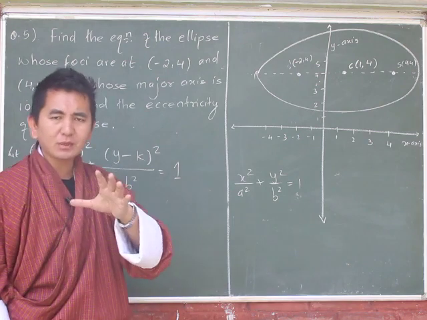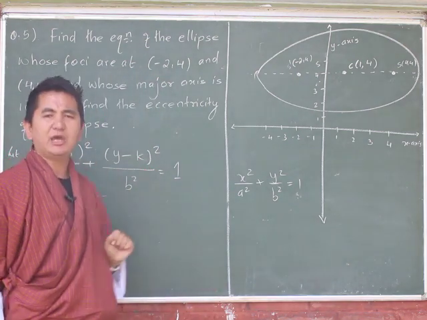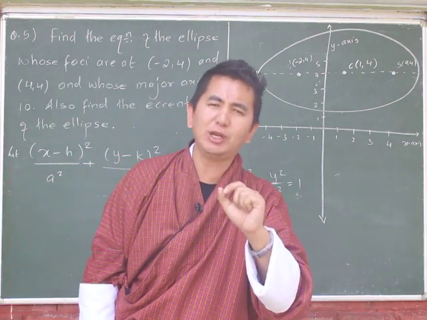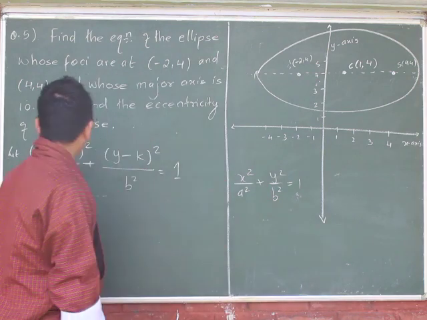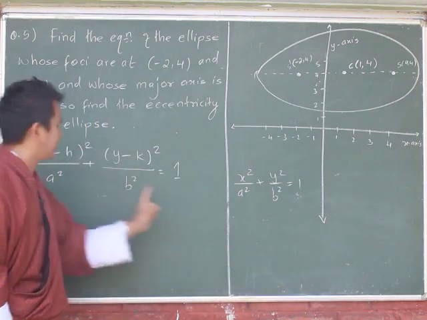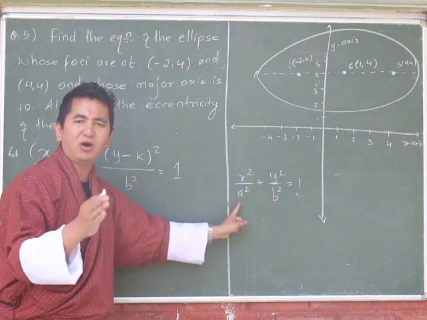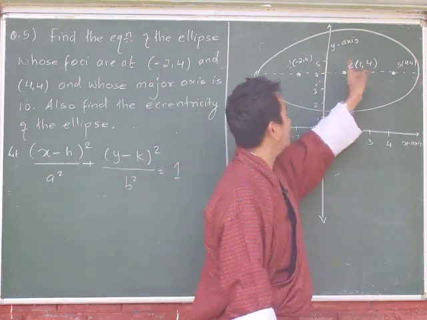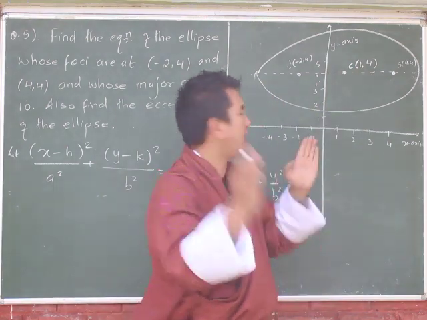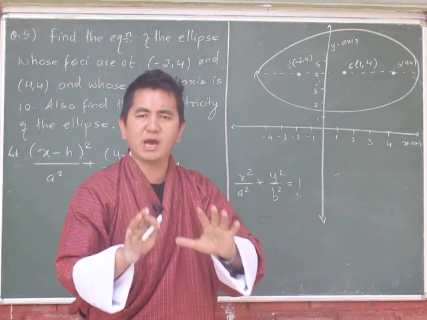See, when the center is at the origin, what is the value of h and k? The value of h and k is 0 because it is at the origin. So x minus 0 whole square is only x square. That is how you get this equation when the center of the ellipse is at the origin. But in this case, the center is not at the origin. The center is at 1, 4, midway between the two foci. Please get this concept carefully here.